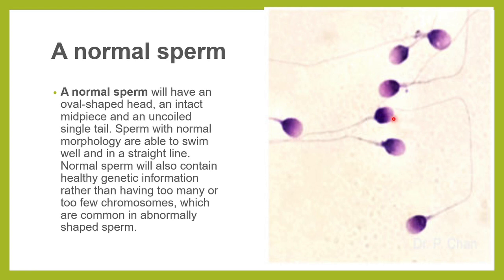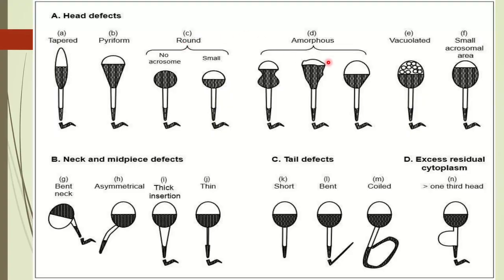Normal sperm will also have healthy genetic information, rather than having too many chromosomes or too few chromosomes. And whenever there are too many chromosomes or too few chromosomes, that will lead to abnormally shaped sperm. So these are all the defects that you can see in the head, neck as well as the tail, along with excessive residual cytoplasm. In the next class, we will study in detail the head abnormalities, and we can try to identify these abnormalities in the slides.